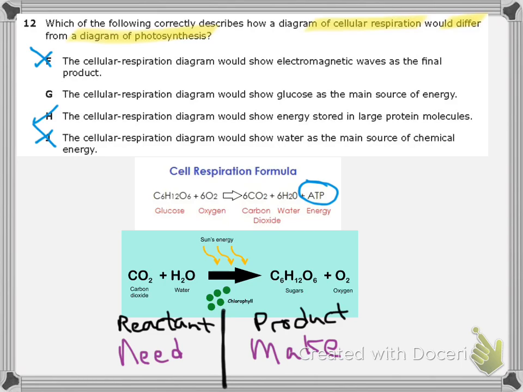So heck, randomly we have come to the last answer, and it sounds like it might be right, but let's double check it anyways. Let's see, G. Cellular respiration diagram would show glucose as the main source of energy. Well, the need is on the left, so if anything, the main source of energy will be on the left, which is, again, the reactants, right? Reactants usually on the left for the need, right? So, with that being said, glucose is actually the main source of energy.